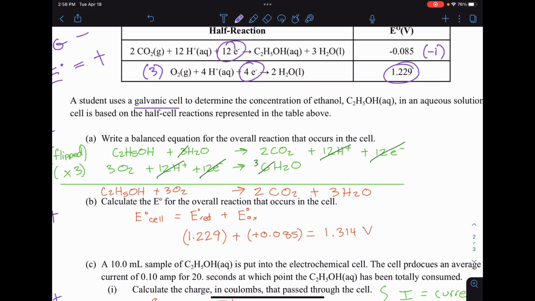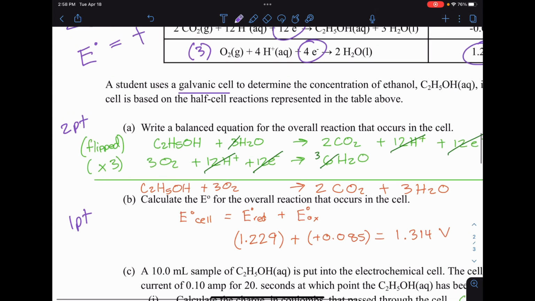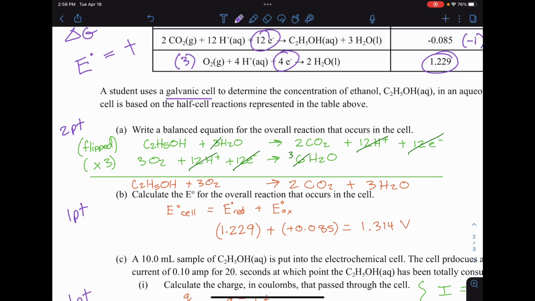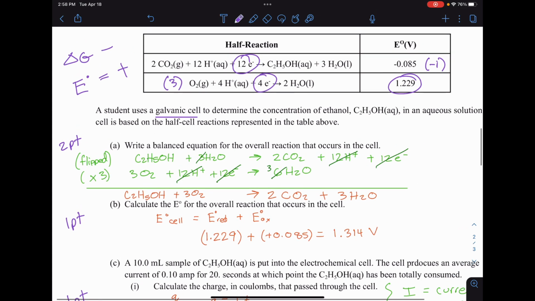So all you needed was what I have written in the orange here, where it says write a balanced equation for the overall reaction that occurs in the cell. But the green here is what we have in the two different steps to get there. So first, let's flip our first reaction. So that means you're literally just going to write your products as reactants, which I have here. And then you've got your reactants written as products, which I have here.